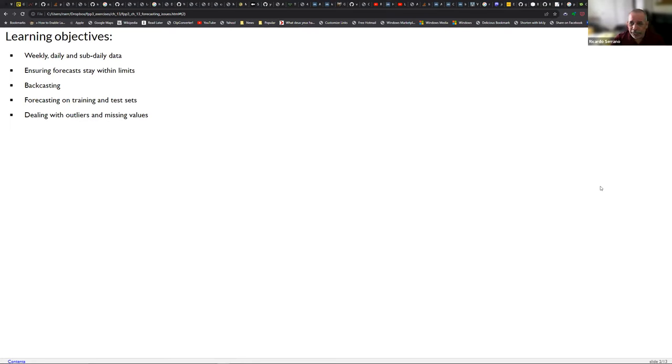So the first one is when the periods are weekly, daily, and subdaily data. When we say subdaily data, it is, let's say, hourly, or 5 minute periods, etc. So it's less than one day. Then we're going to talk a little bit about ensuring forecasts stay within limits. And this is when sometimes the forecasts fall into the negative numbers area.